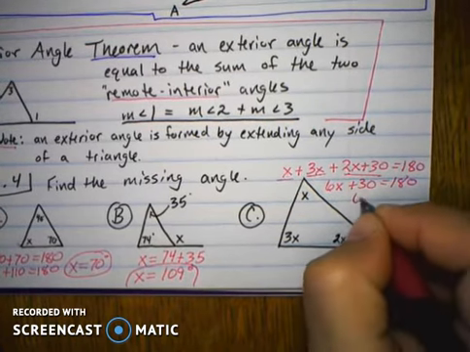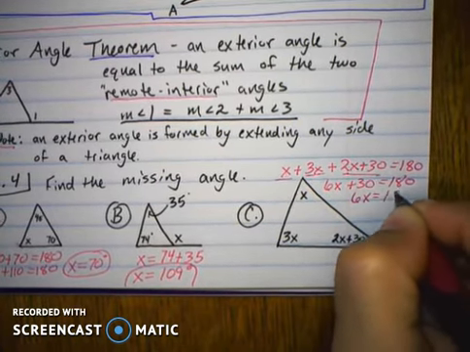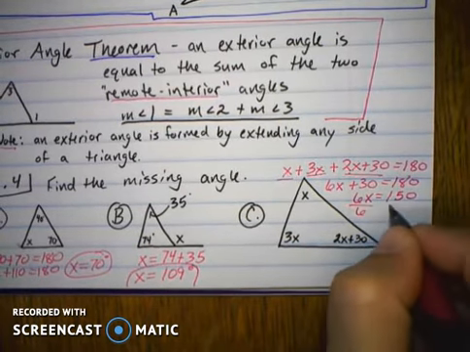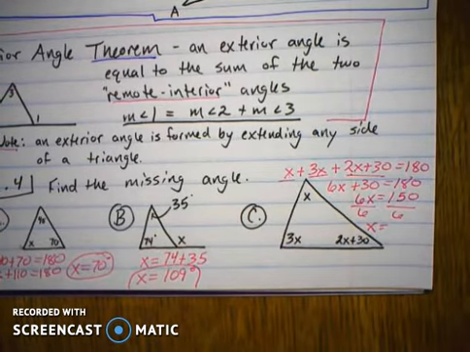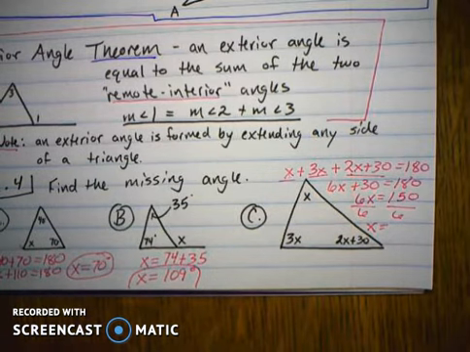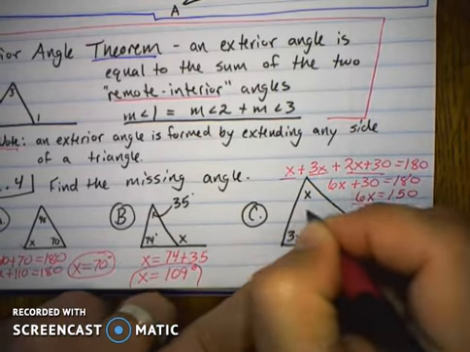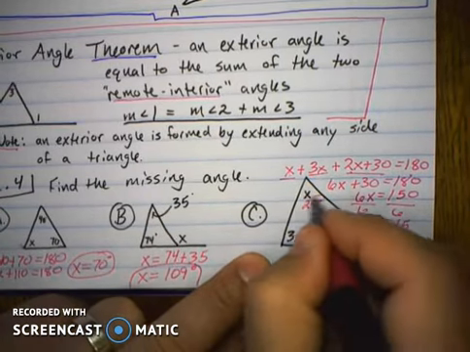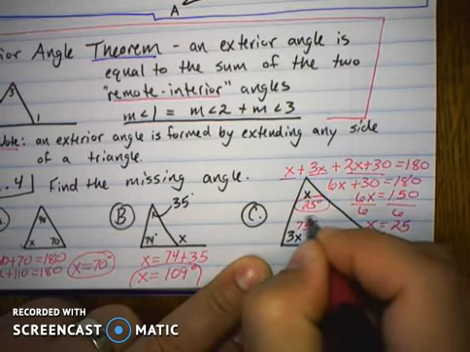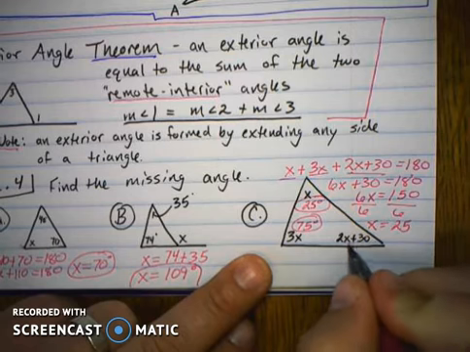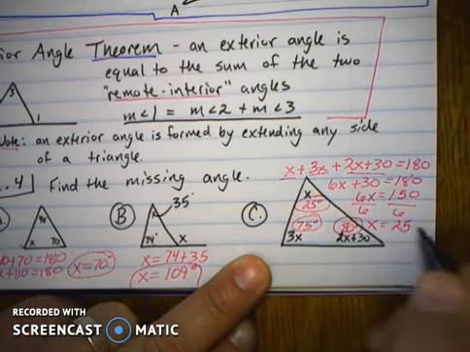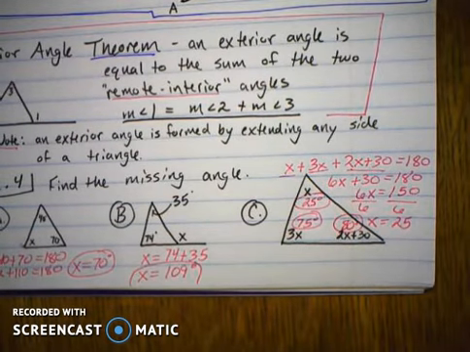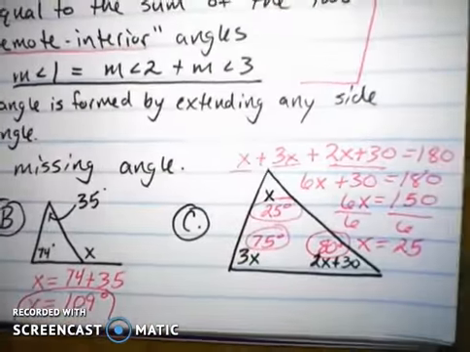Subtracting 30 from both sides gives us 6x equals 150. If I divide by 6, I get that x is 25. That means I have a 25 degree angle here, a 75 degree angle here, and if I do 2 times 25, that's 50, plus 30, I get an 80 degree angle there. Okay? I'll zoom in a little bit so you can see that work.